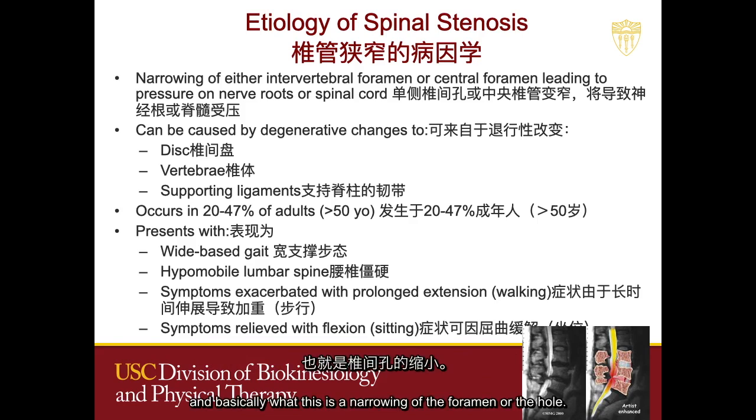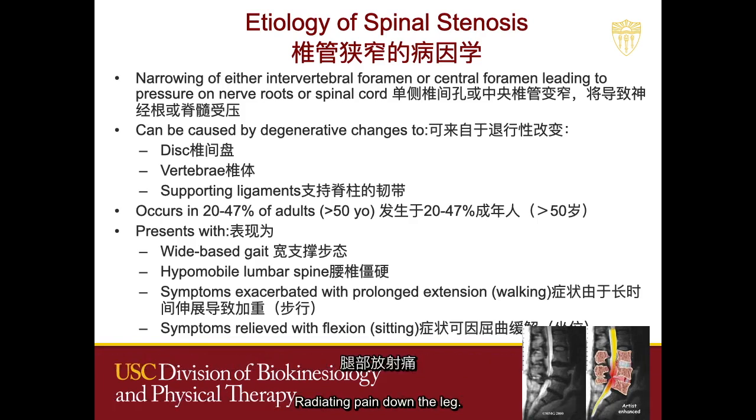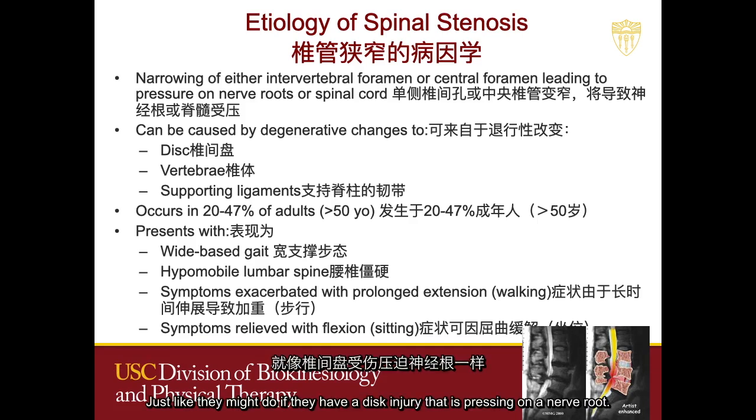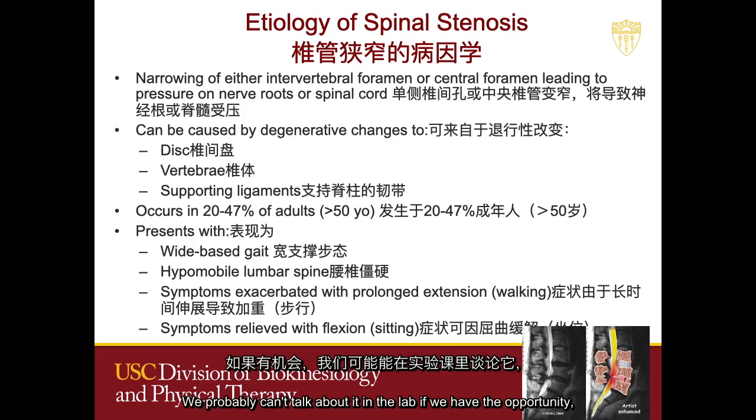Basically, this is a narrowing of the foramen, or the hole, that is related to the nerve root or even related to the spinal cord. So when it's a nerve root problem, and we're getting narrowing around the nerve root, then they're going to demonstrate radiating pain down the leg, just like they might if they have a disc injury that is pressing on a nerve root. Again, we don't have time to go into what radiating pain is during these presentations. We probably can talk about it in lab if we have the opportunity.